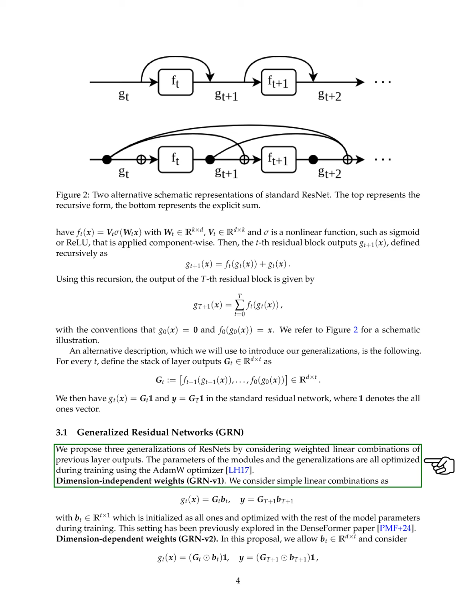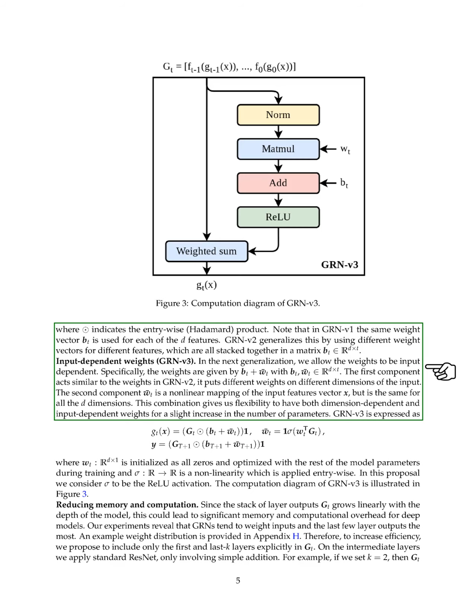Our first generalization, GRNV1, uses simple linear combinations of previous outputs with dimension-independent weights. The second, GRNV2, allows for dimension-dependent weights, using different weight vectors for different features. The third, GRNV3, introduces input-dependent weights, combining dimension-dependent weights with a nonlinear mapping of the input features.